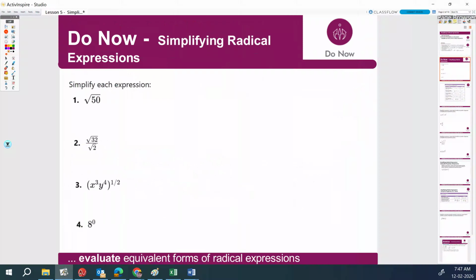Welcome back. I like it. So yeah, as you said, this one simplifies down to root 2, root 25, which gives us 5 root 2. How about the second one? You multiply the numerator and denominator by root 2 to get rid of the square root 2.